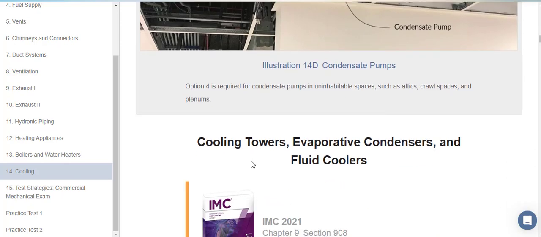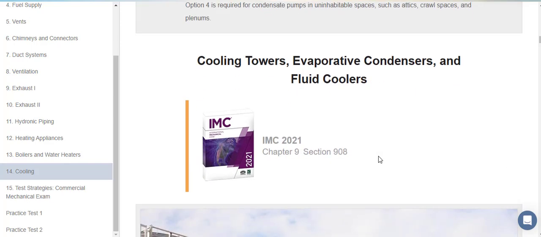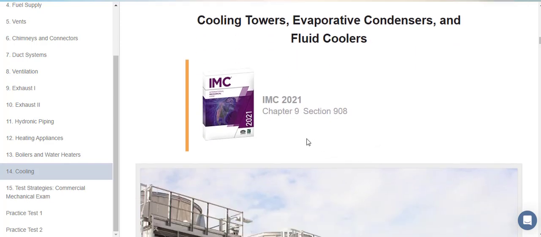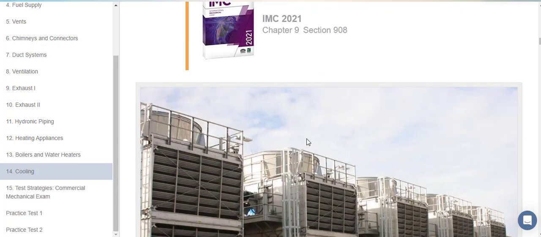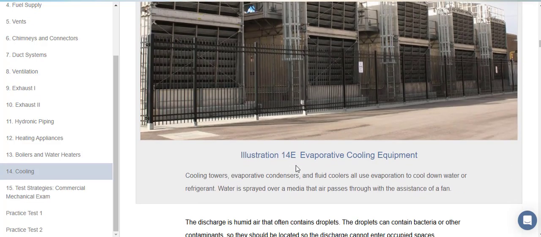Cooling towers, evaporative condensers, and fluid coolers. International Mechanical Code 2021, Chapter 9, Section 908. Illustration 14E, evaporative cooling equipment: cooling towers, evaporative condensers, and fluid coolers. All use evaporation to cool down water or refrigerant.